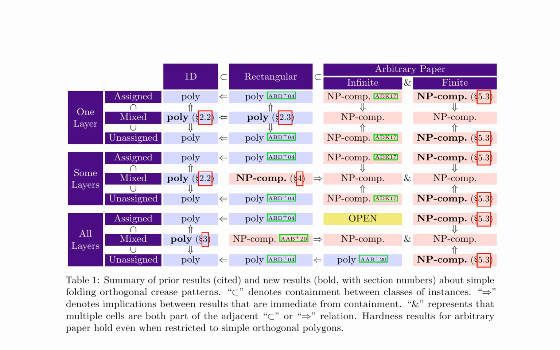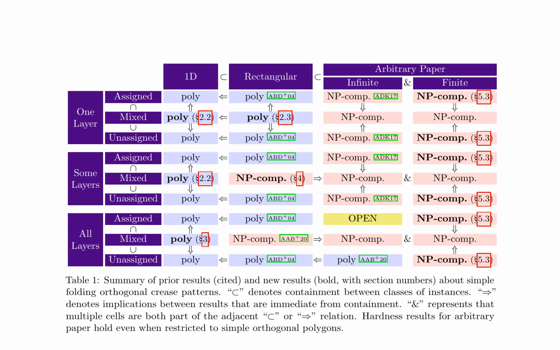The paper considers exclusively orthogonal crease patterns, which contain only vertical and horizontal creases, and explores the complexities of problems with assigned, unassigned, and mixed crease patterns on 1D, rectangular, and arbitrary paper shapes. Table 1 provides a concise summary of the known complexities, including previously established results and new findings from this paper. The new results can be summarized as follows.